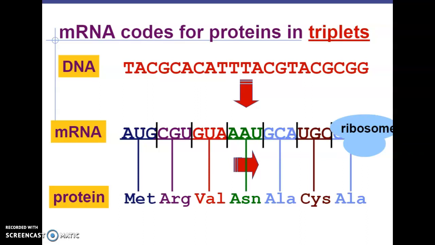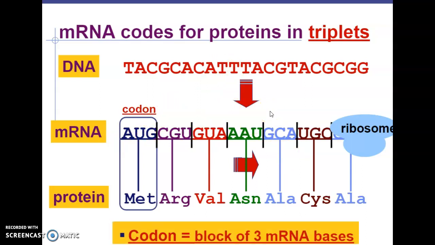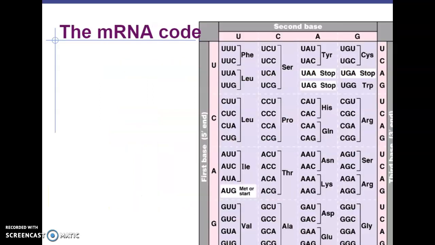Every 3 letters is a new amino acid. And that's referred to as a codon. So those 3 letters of messenger RNA are a codon. A codon is a block of 3 messenger RNA bases. And it's read with this chart here called the codon chart. So it doesn't matter what life form you are, every 3 letters will translate into the same amino acid, whether you're a duck or a human or what have you.